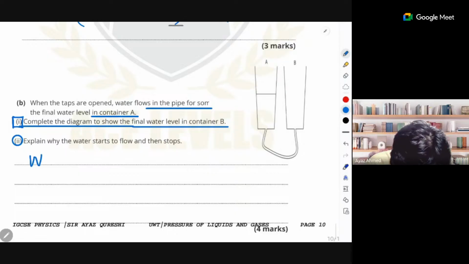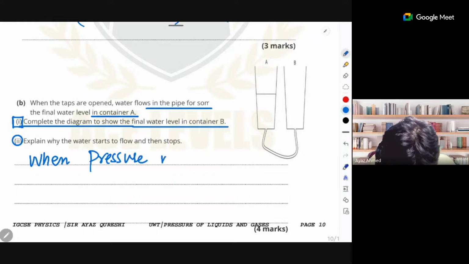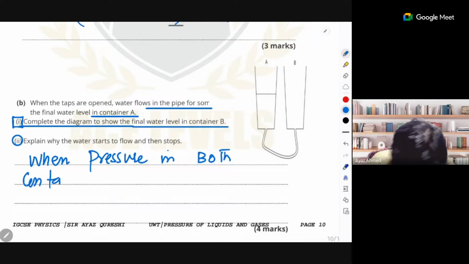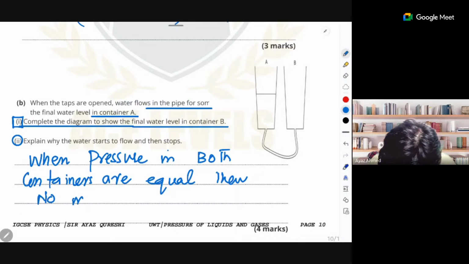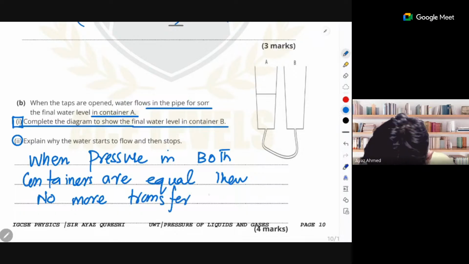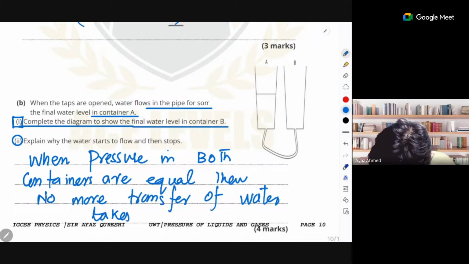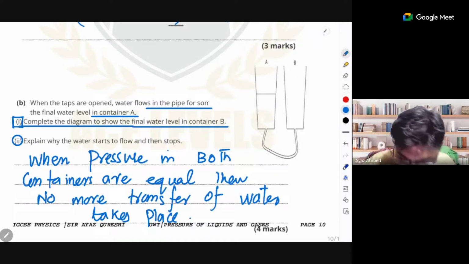So here, when the pressure in both containers is equal, then no more transfer of water takes place. Got it? Clear?